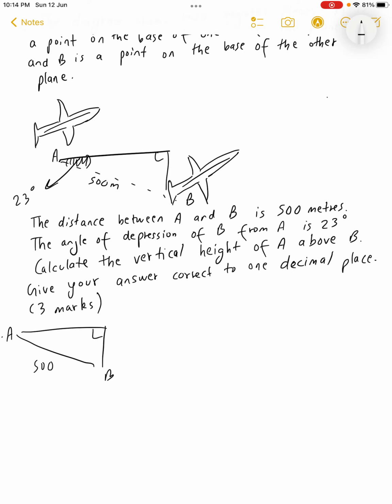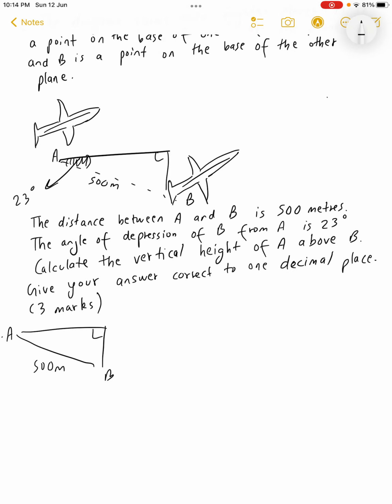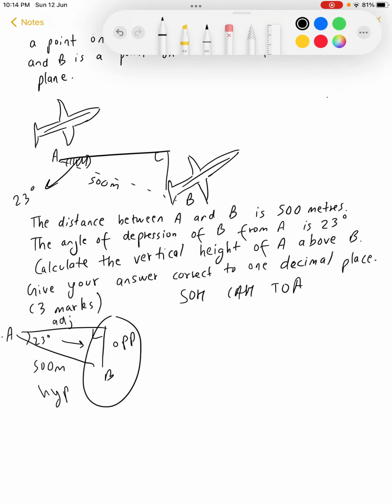So you have 500 meters, not centimeters, meters, and you have 23 degrees. Now in order to solve this, you need to know a keyword called SOHCAHTOA. It automatically gives you the formulas in one shot. So we know this is the opposite, this AB is the hypotenuse, and this side is the adjacent. Now we have to find out the height.